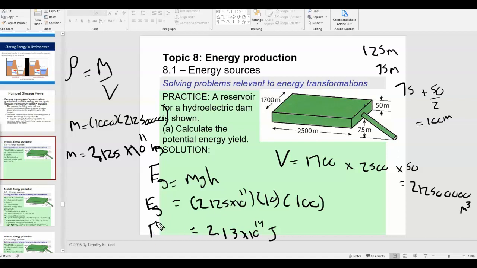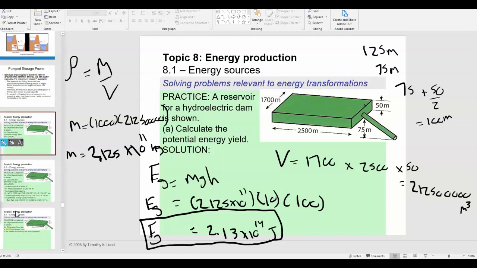All right, so that is the gravitational potential energy stored by the average amount of water inside the reservoir. Of course, some of the water has more energy than that, some has less, but that's the value I'm going with, because that is the potential energy yield. So theoretically, if the process was 100% efficient, that's how much energy I could get out of this dam if I completely emptied it. And of course, that's not going to happen. All right, so pause there, before I go to part B.